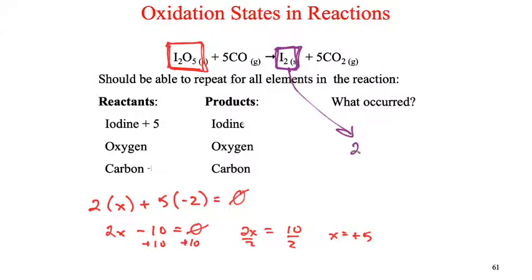2 times, do you have to solve for the oxidation state? Yes, always. So 2 times X, what does that equal? The overall charge, which is 0. What is X? 0. When that person said iodine was 0, were they right? Yes. Where were they right? On the product side of the equation.